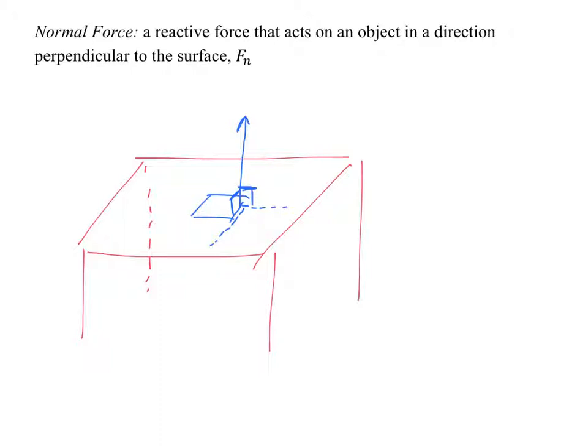An easy way to see this. Draw yourself an inclined plane and then draw an object on the inclined plane. Gravity pulls straight down, but the normal force always acts perpendicular to the surface. Since the surface is inclined, the normal force acts at an angle in this diagram.